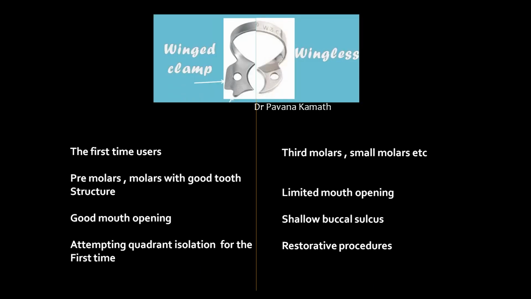Now, to simplify when to use a winged clamp and when to use a wingless clamp, see carefully what the difference between winged and wingless is. It's just the presence and absence of wings. See, if the wings are absent, this particular jaw becomes much smaller.